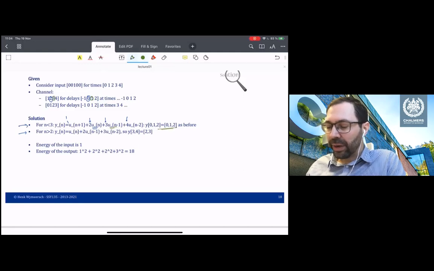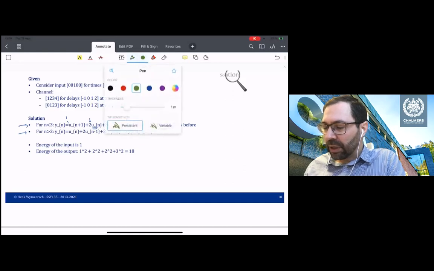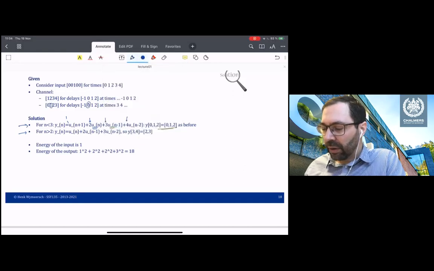Similarly, for times greater than 2, the channel changes. At time 0, the channel is 1, so we have here 1 corresponding to un, and you see here the other coefficients. You compute this for times greater than 2, and you find these outputs.